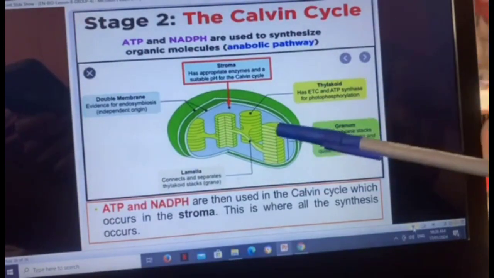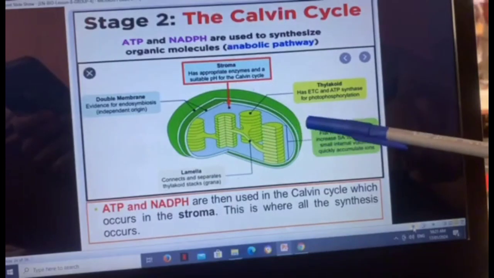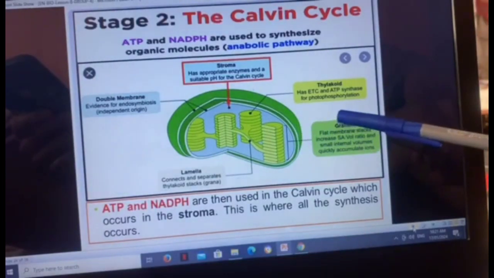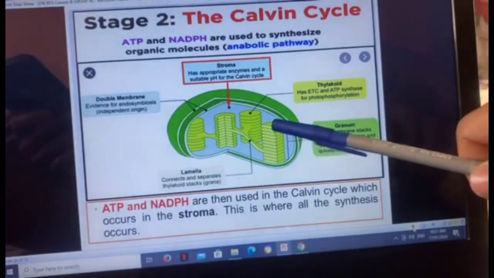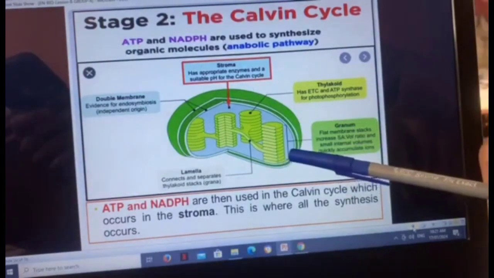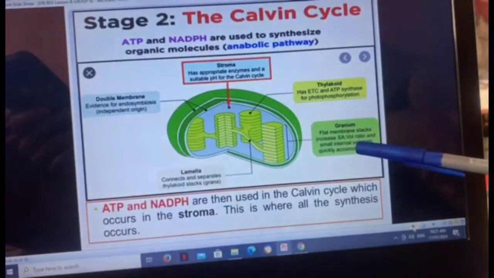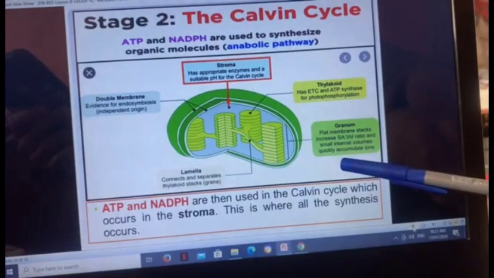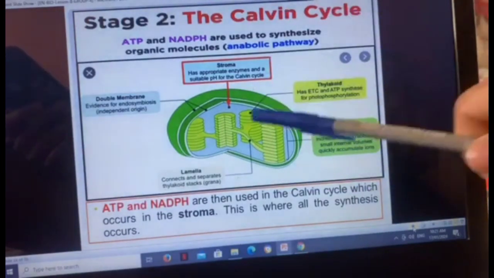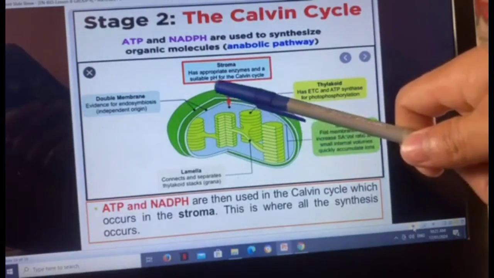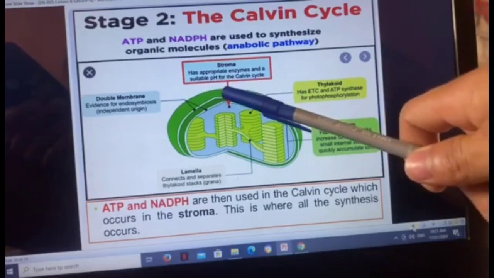So here, this part is called the thylakoid, which has ATP synthase for photophosphorylation. Here, this is called the granum, which is flat membrane stacks that increase the surface area to volume ratio, and small internal volumes quickly accumulate ions. Here, this is called the stroma, which has appropriate enzymes and a suitable pH for the Calvin cycle.